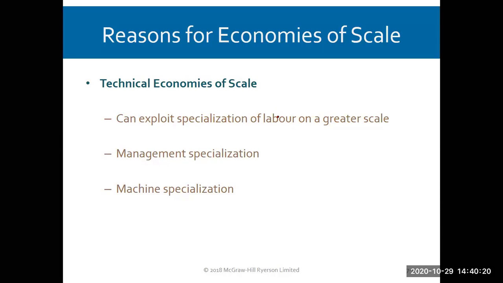So where we get these technical economies of scale is from a few different points. Technical economies of scale arise from, first of all, specialization of labor. As you get bigger, there's a greater scale that you can exploit specialization of labor, right? You can have just a few people that are separated out into different tasks. And if you're a much bigger company, you can have many people separated out into each one of those tasks. So you just get a greater specialization of labor.